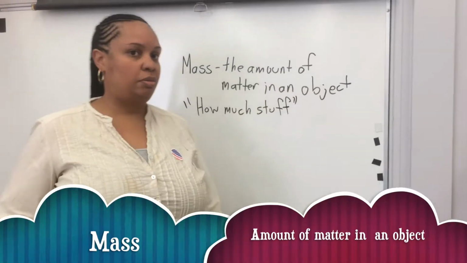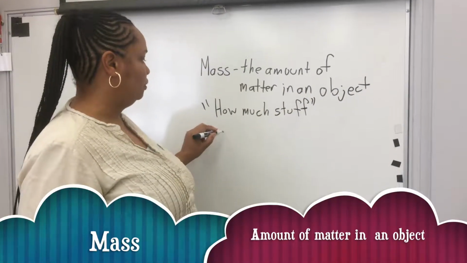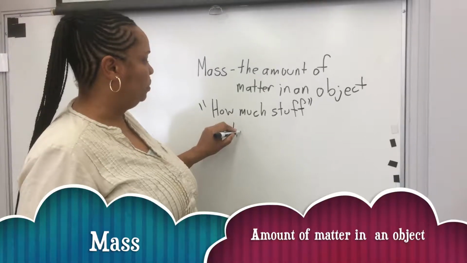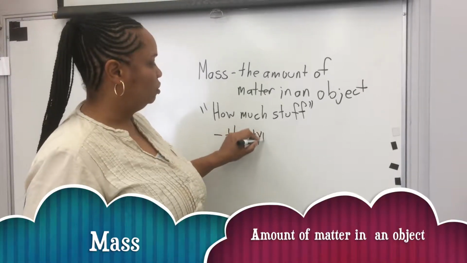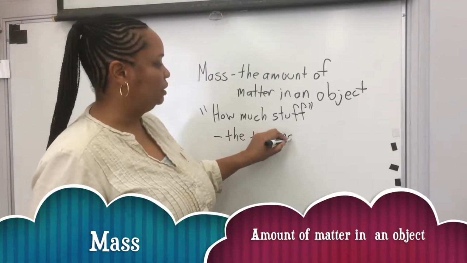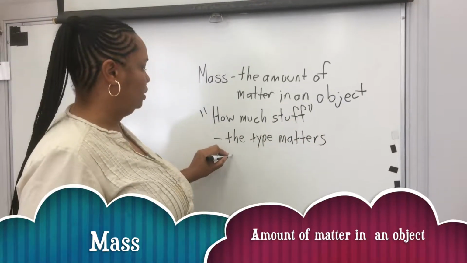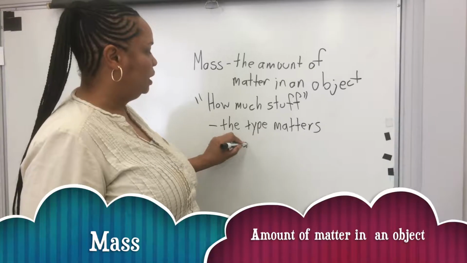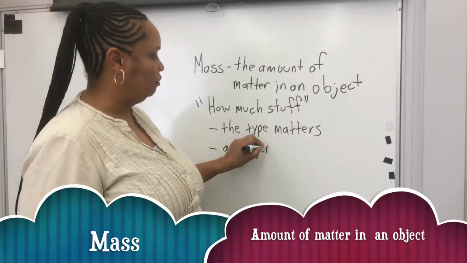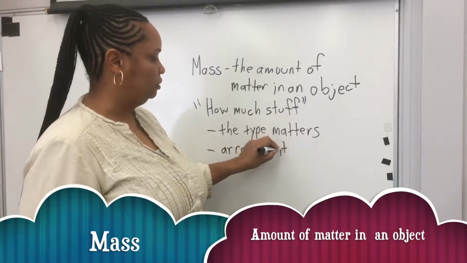Two things determine the mass of an object. First off is the type of matter that it's made of. So when I say the type of matter, I'm talking about the type of atoms that it's made of. And the second part is the arrangement of those atoms, how close they are together or how far they are apart from each other.